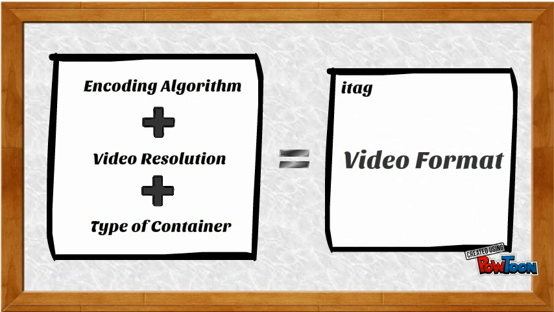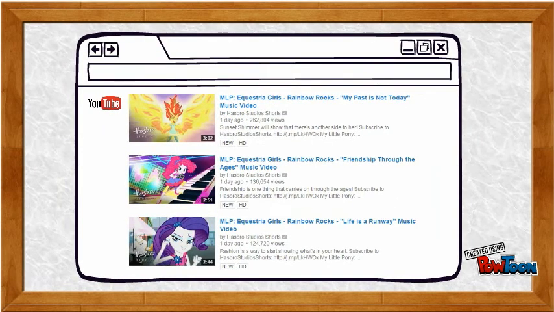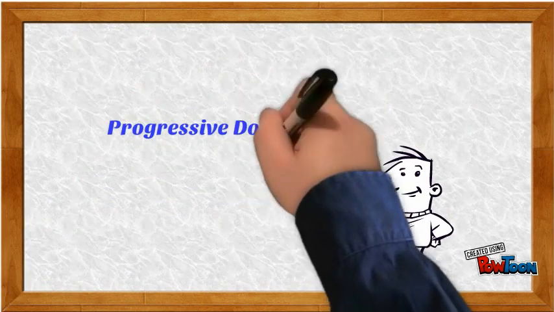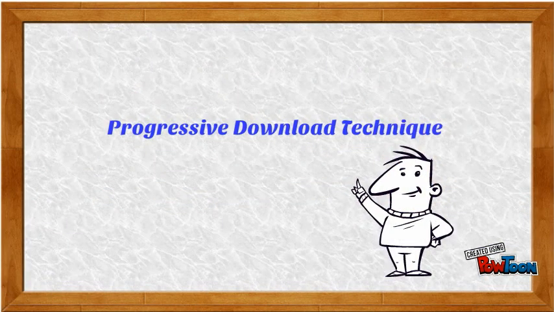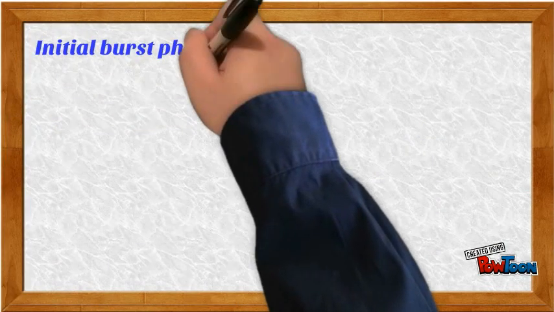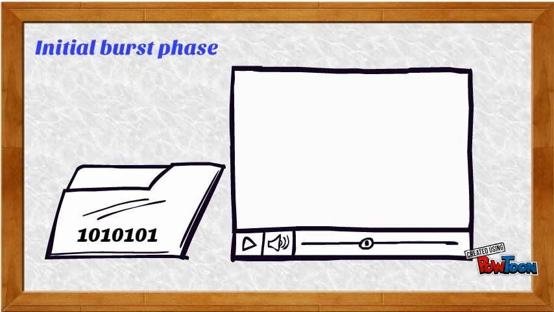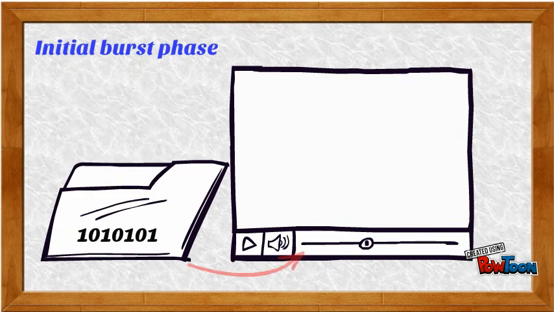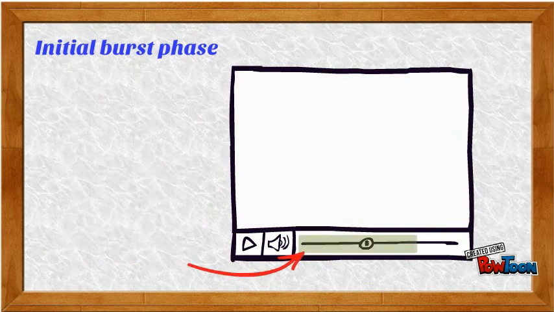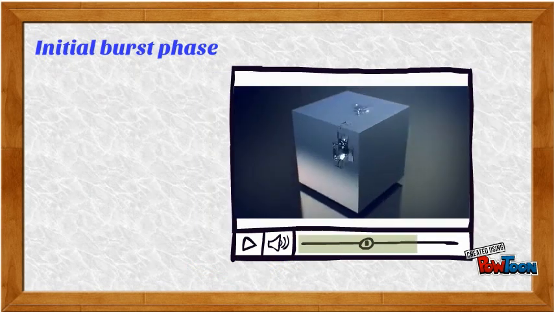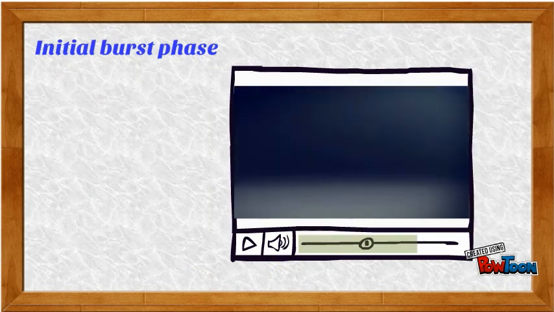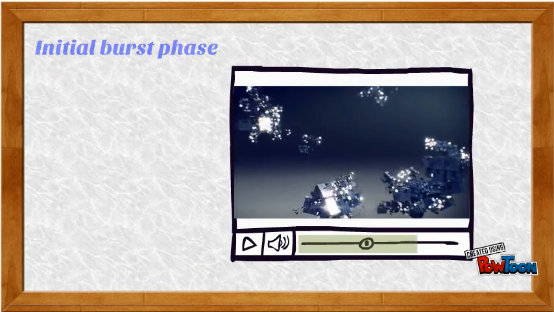Now let us see what happens when you click to watch a video on YouTube. YouTube employs a mechanism called the progressive download technique. There are 2 phases in the technique. First, the initial burst phase. This is when a significant amount of data is injected into the player's buffer. This ensures that you will have something to watch while the rest of the video is being transmitted over.